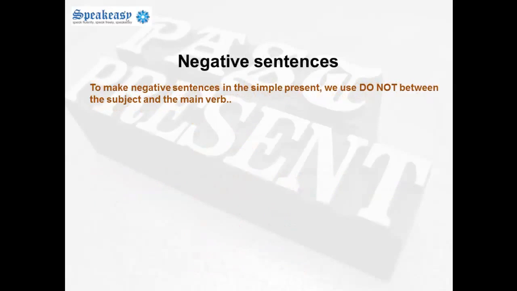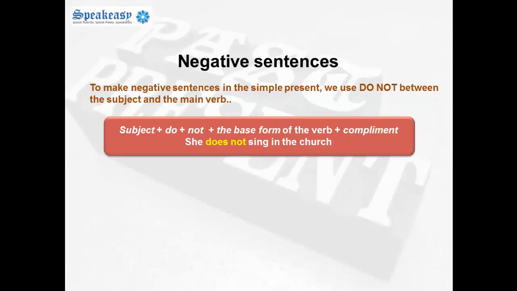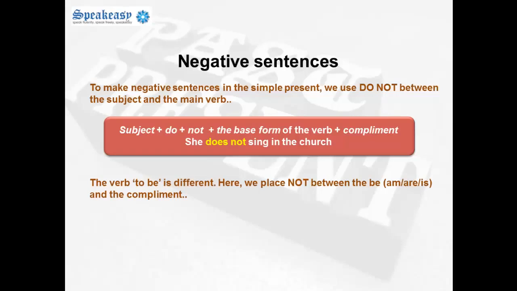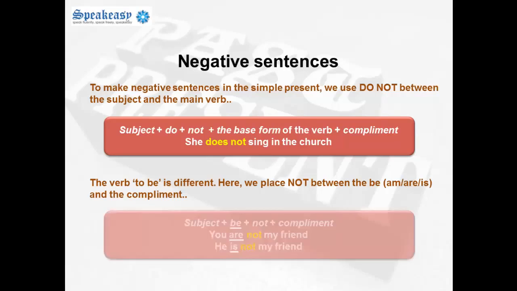To make negative sentences in the simple present, we use do not between the subject and the main verb. For example, she does not sing in the church. The verb to be is different. Here we place not between the be in the form am, are, or is, and the complement. You are not my friend. He is not my friend.